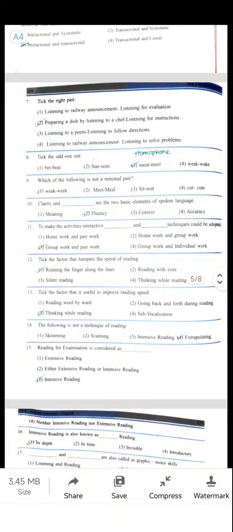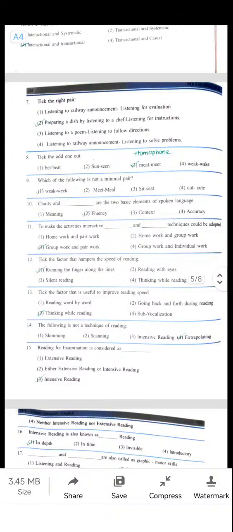Question 19: the reading technique used to get the gist of any text in a short time is skimming. We just go for the gist. Gist means summary. We do not read the whole text. We just skim headings, subheadings, and the main points. That is called the gist, or another name, the summary. So this is skimming: the reading technique used to get the gist of any text in a short time.